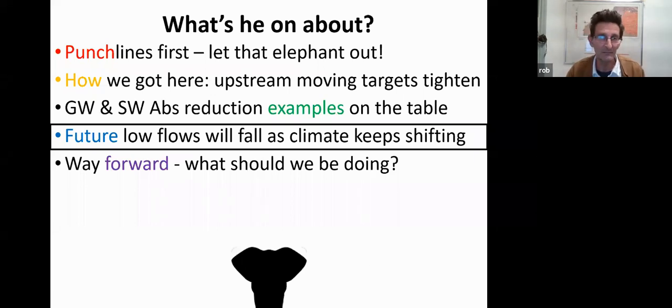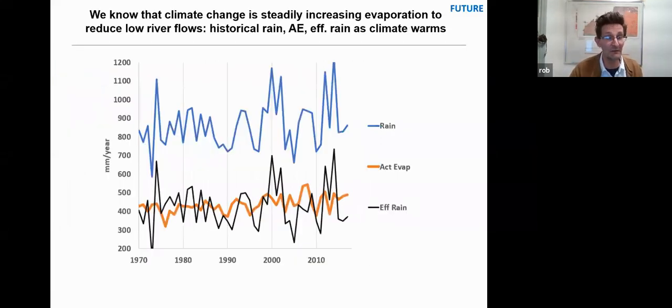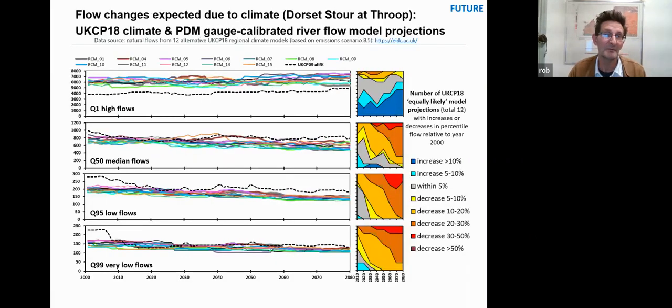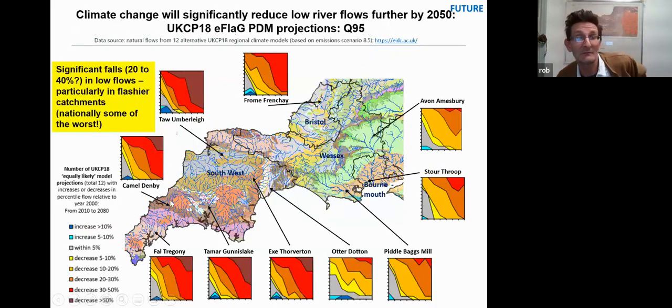Thinking towards the future, and I'm going to have to speed up a bit now, we know flows are going down. We look at our modelling, most of our modelling has got trends in our actual evaporation related to the warmer winters. The UKCP18 data shows, again, reducing flows. This is for the Dorset Stour at Throop. And looking across where I live, down here in North Cornwall, you look at the picture for low flows over the next 30, 40 years and on, and it's pretty bleak. You know, some fairly significant reductions in low flows expected. Less so where there's some groundwater involved, but still pretty steep.